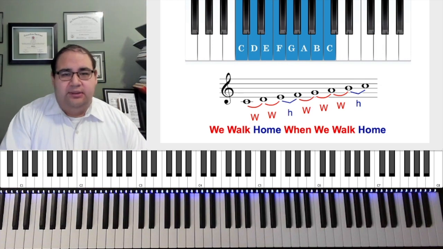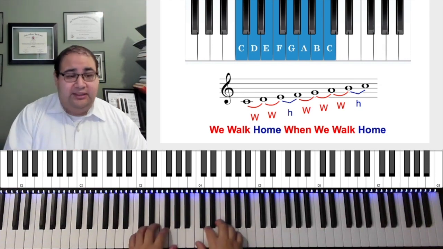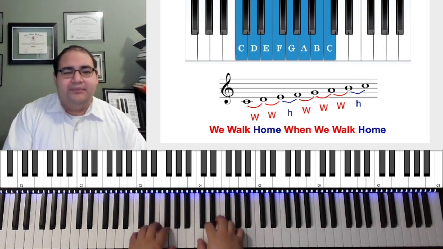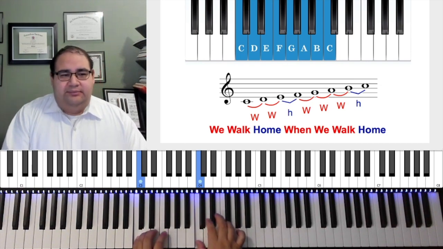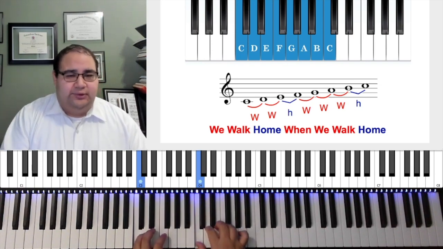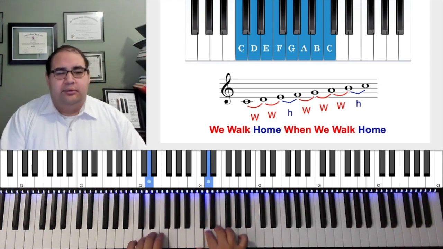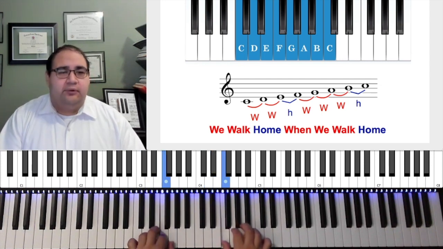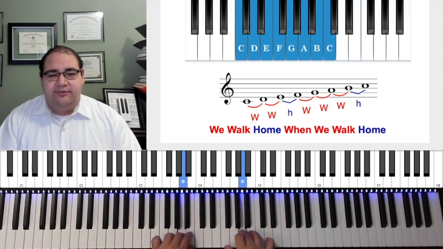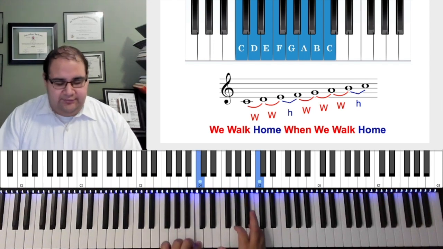Now, an important thing to note about the major scale is that there are scale degrees. C is the first note in the C major scale, so it is assigned scale degree 1. D is the second, so it is scale degree 2. E is 3, F is 4, G is 5, 6, 7, and back to 1, which is C.